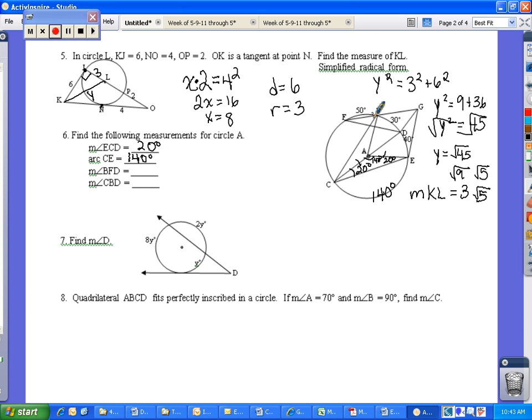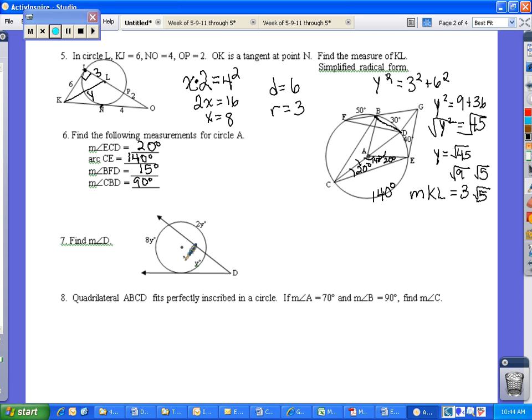And then BFD, again, is an inscribed angle, and the intercepted arc is 30, so therefore half of that is 15. And then CBD, if you notice, CBD is going to be 90 degrees because line CD is a semicircle. So that angle is an inscribed angle of a semicircle. So since the semicircle is 180, half of that is 90.